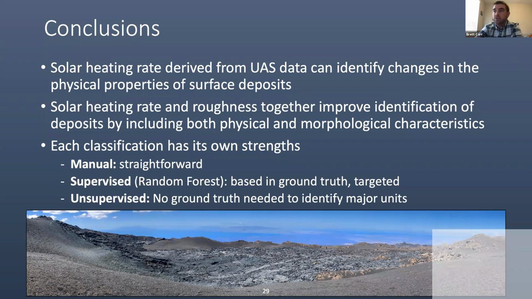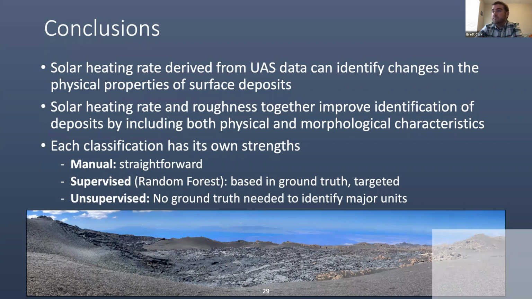And then each classification we applied has its own strengths. The manual method we applied was very simple and straightforward. 2 components, we drew straight lines, nice and quick. And you don't have to have an understanding of machine learning to do it. For the supervised random forest machine learning algorithm, it's based in the ground truth, and so you can have a targeted study. If you want to be able to identify different lava morphologies, you can train the algorithm to identify those morphologies and create a classification based on that.